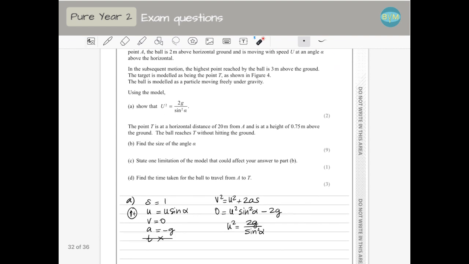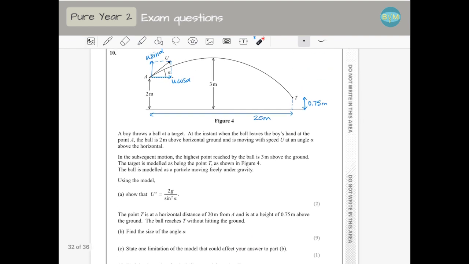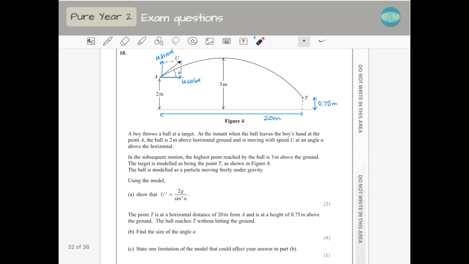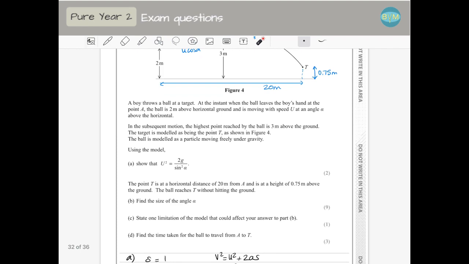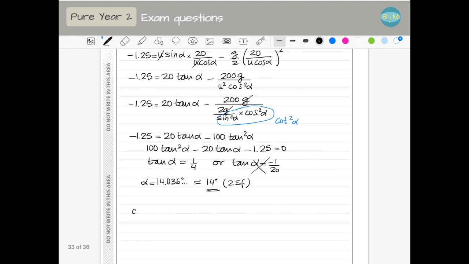And the next thing they say is, state one limitation of the model that could affect your answer to part B. So we haven't considered air resistance, and they don't mention that, or wind effect, or something like all that. Usually these answers are quite similar. So wind effect, for example, consider the wind effect.